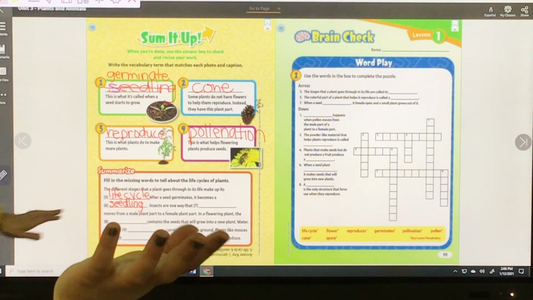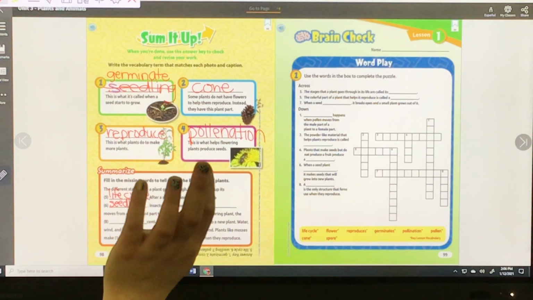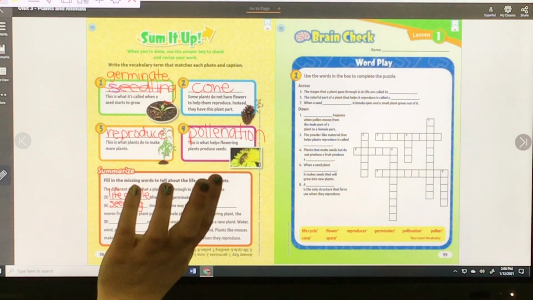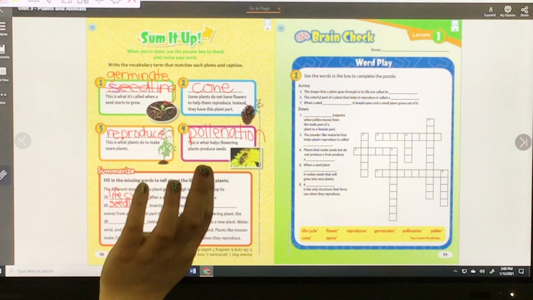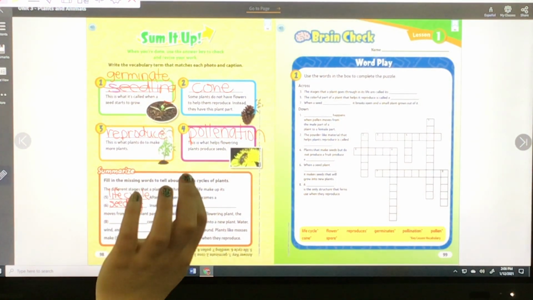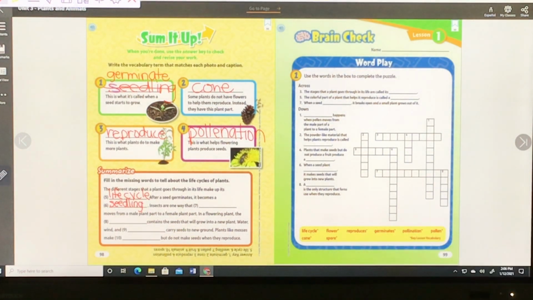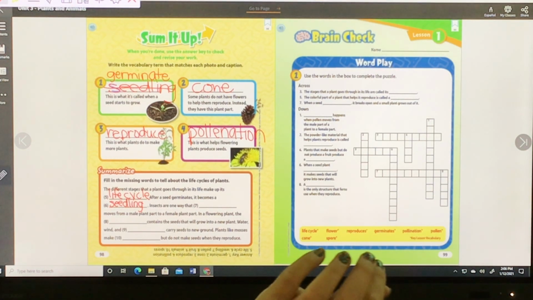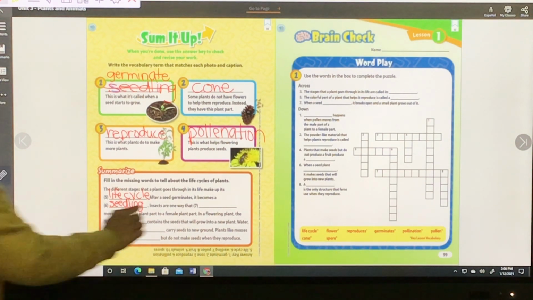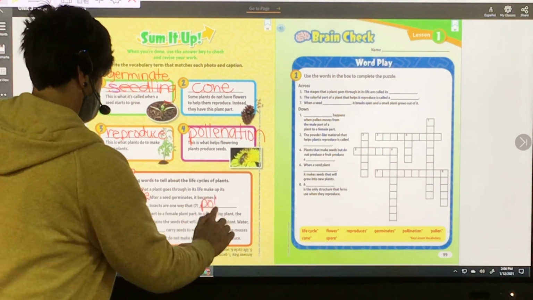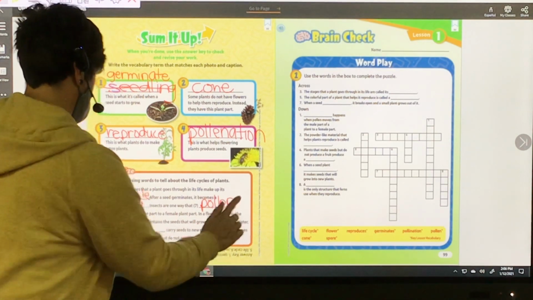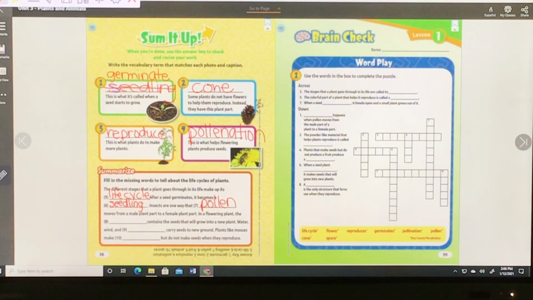Okay, the next one. 7. Insects are one way that pollen moves from a male plant part to a female plant part. Remember, that's the stuff that can get on the bottom of a hummingbird or the bottom of a bee or another type of insect. What's that stuff called, everybody? Pollen.